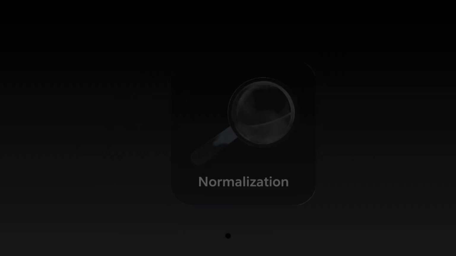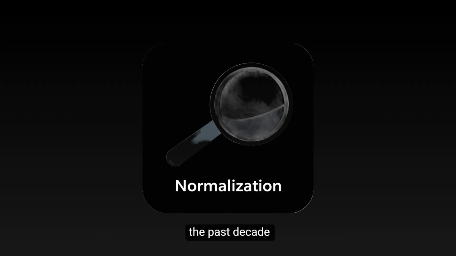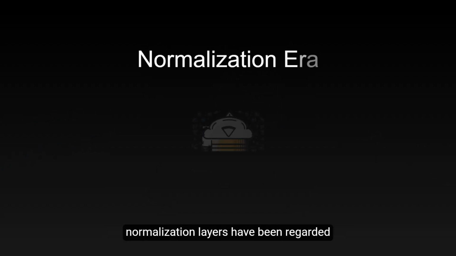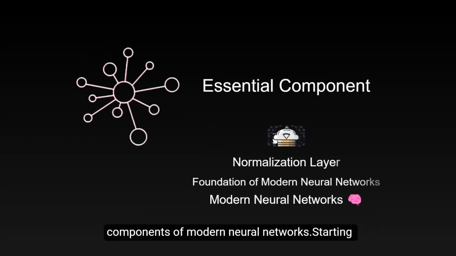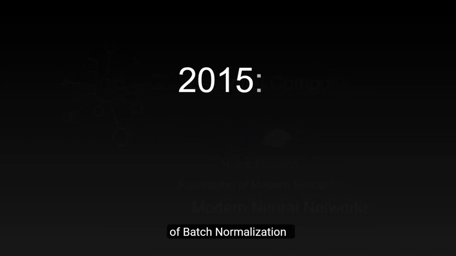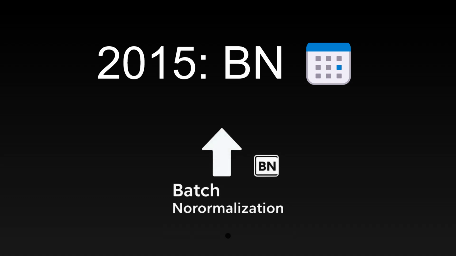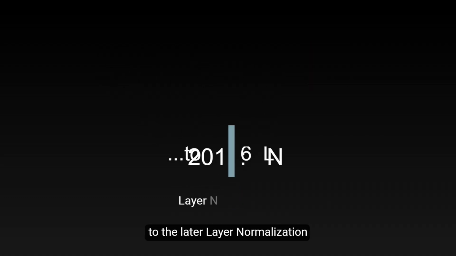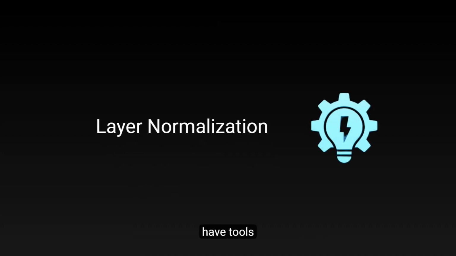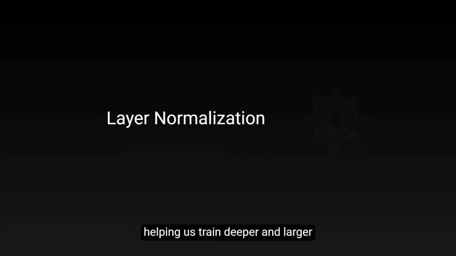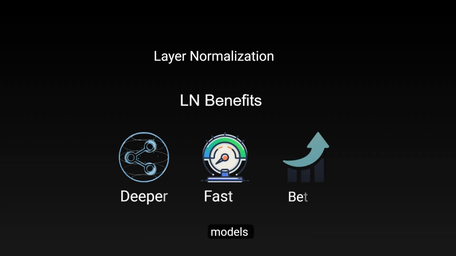Before diving in, let's first review some background knowledge. Over the past decade, normalization layers have been regarded as one of the fundamental components of modern neural networks. Starting with the introduction of batch normalization, BN, in 2015, to the later layer normalization, LN. These techniques have become the must-have tools in the deep learning community, helping us train deeper and larger models, accelerate convergence, and improve model performance.